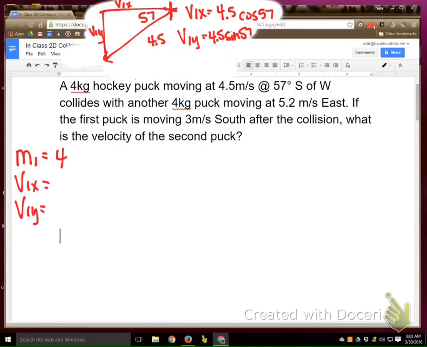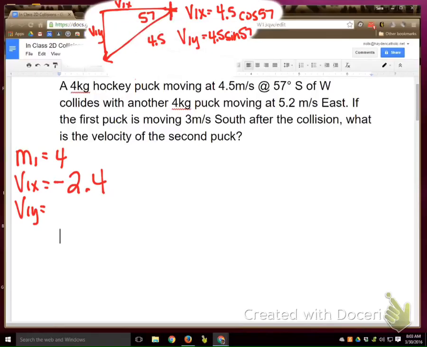Okay, Jared, what'd you have for V sub 1x? Okay. Angel, what'd you have for V sub 1x? 2.4. Is that all? Negative. Good. Negative 2.4 because it's going west. We have to throw that negative in there.